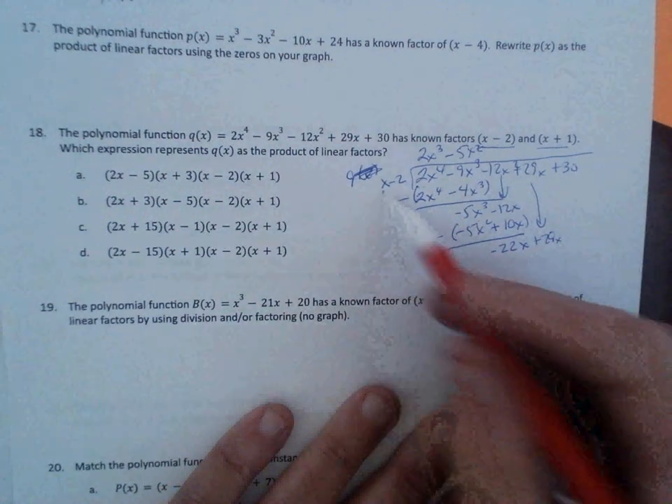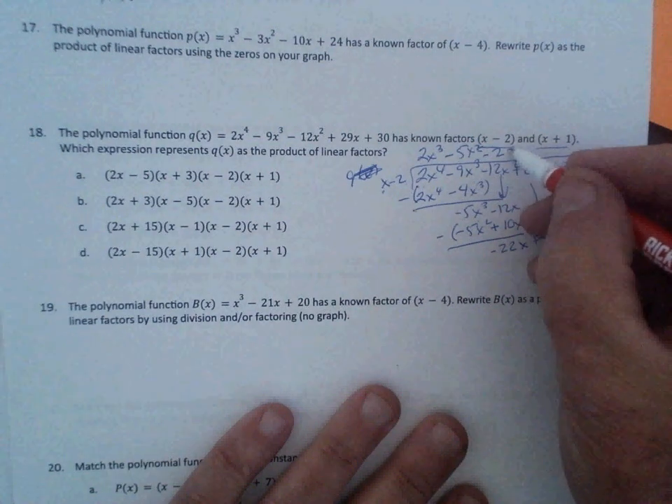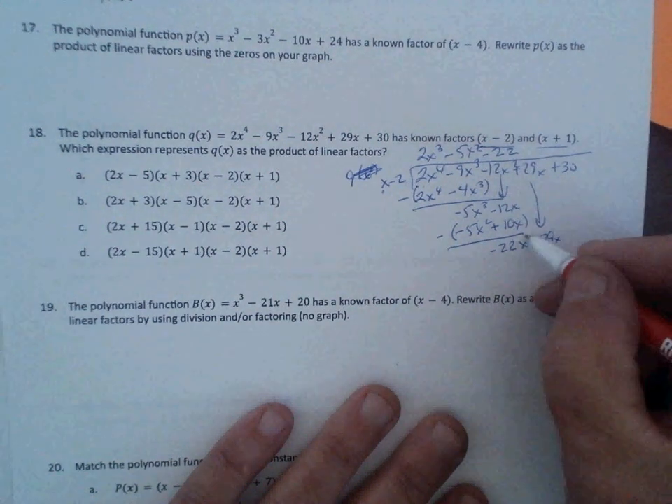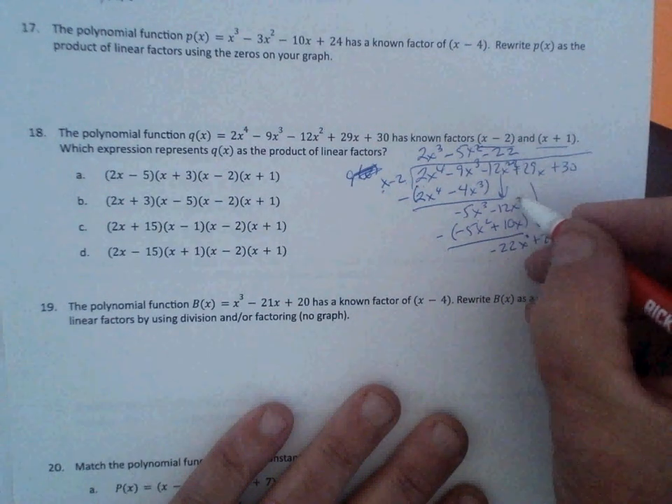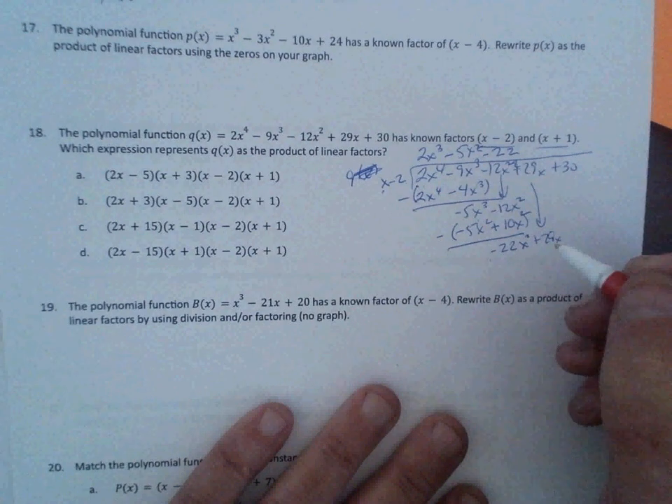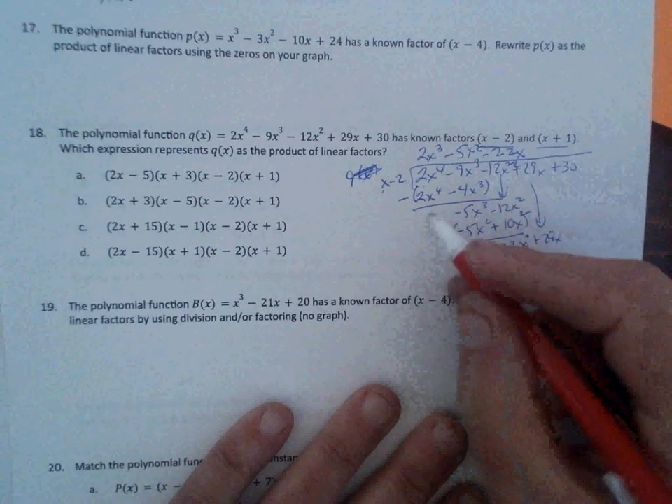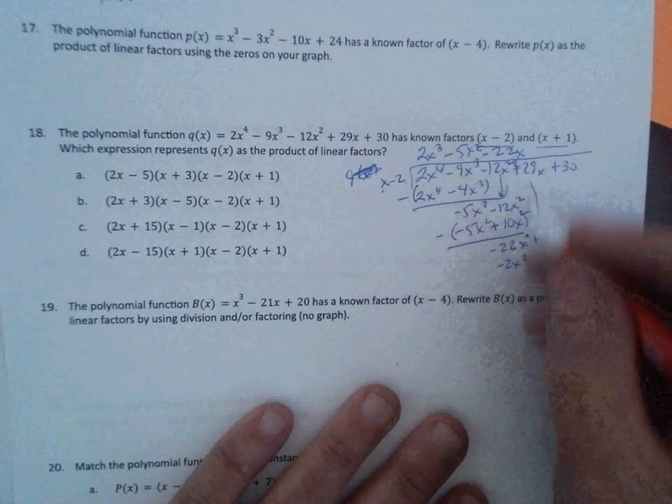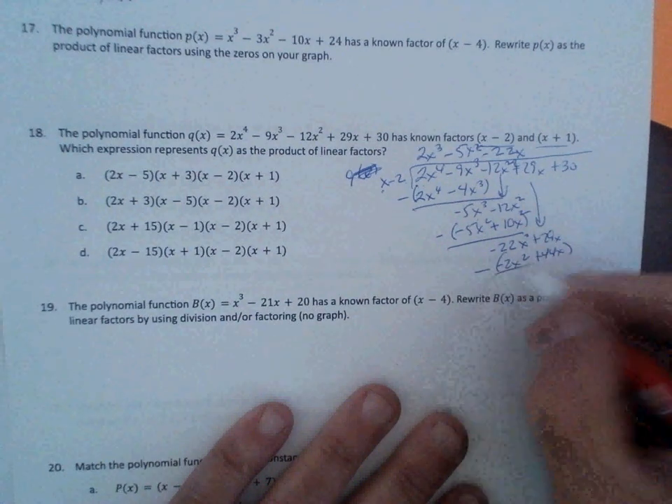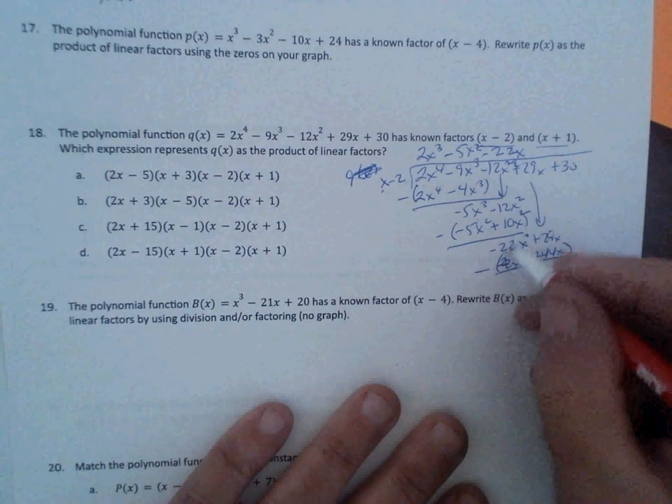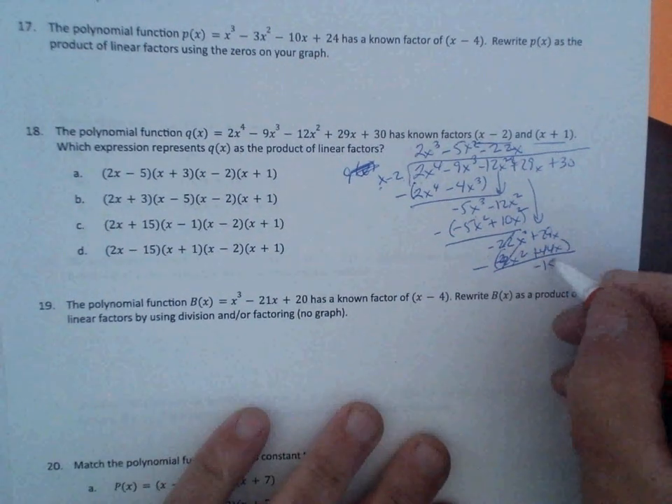X times negative 22x is going to give me negative 22x squared. Oh, that's squared, sorry. Did I miss one? That should have been squared. So that should be negative 22x up there. Good. Negative 22x times x is negative 22x squared, and positive 44x. When I subtract that, the negative 22x squared cancel, and 29x minus 44x makes negative 15x. Bring down the plus 30.